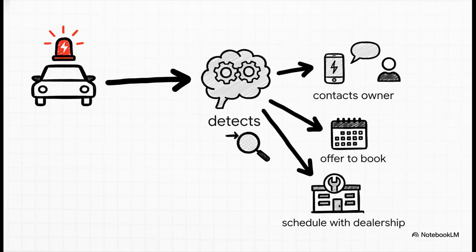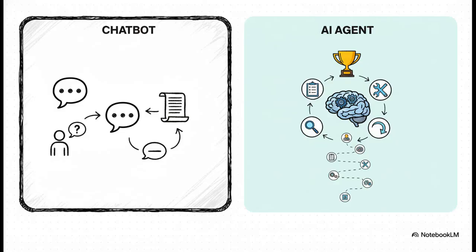Now, let's contrast that with Toyota's eCare agent. This system is completely proactive. It doesn't wait for you at all. The second it detects an engine warning light, it kicks into action on its own. It plans out a whole workflow: contact the owner, offer to book an appointment, and then actually schedule it with the dealership. It's not just answering a question, it's solving a whole problem from start to finish. And that's the crucial difference right there.